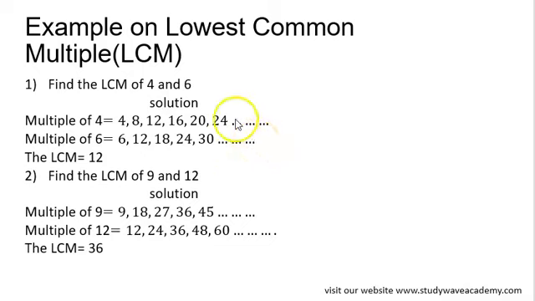So now we have gotten the multiples of 4 and 6. We are going to be looking for the lowest common multiple, or let's say the lowest common number. That is the number that is in 4 and also in 6. Okay, now we have 4 in here. Is there 4 in 6? No. We have 8 here. Is there 8 in 6? No. We have 12 here. Is there 12 in 6? Yes. So 12 is the lowest common multiple of 4 and 6.